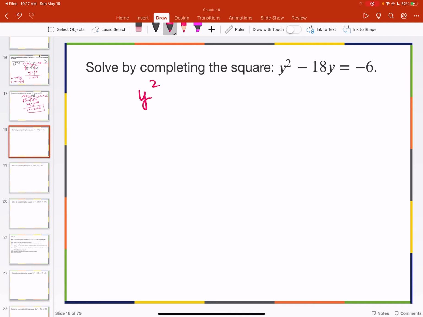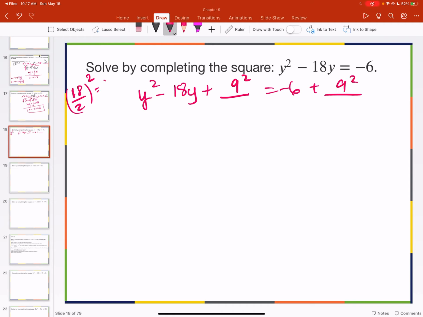Y squared minus 18y plus something is going to equal negative 6 plus the same something. So half of 18, square it, that's going to be 9 squared to both sides. So then this is going to factor y minus 9. Remember that this and this always match. Squared is equal to negative 6 plus 81. That's going to be 75.